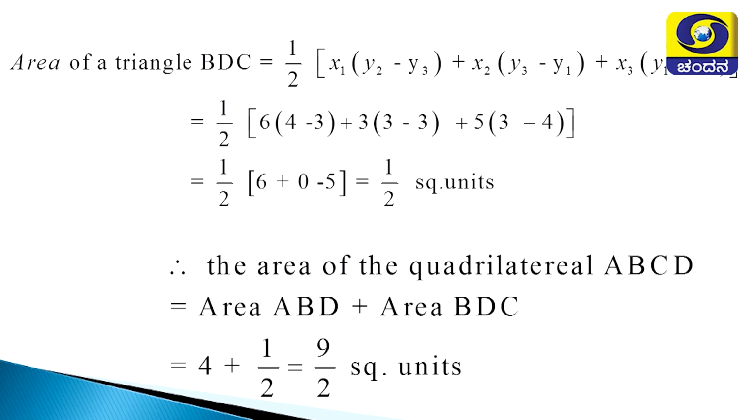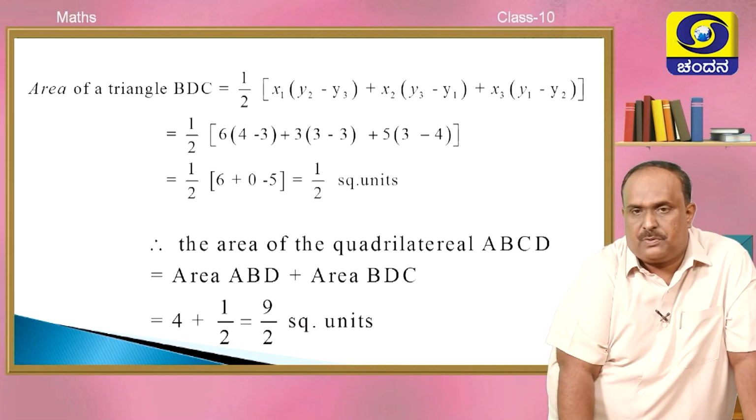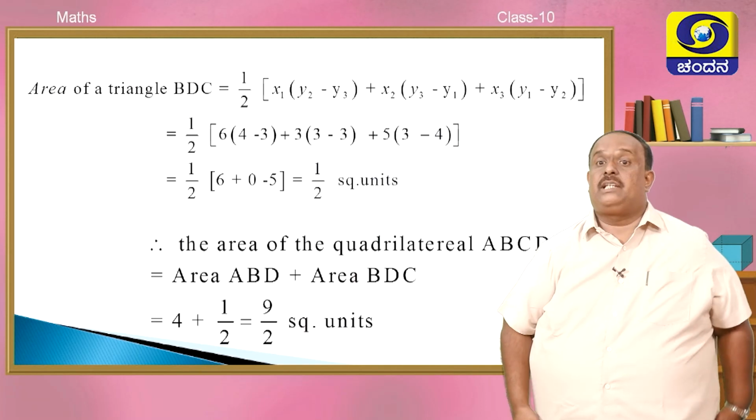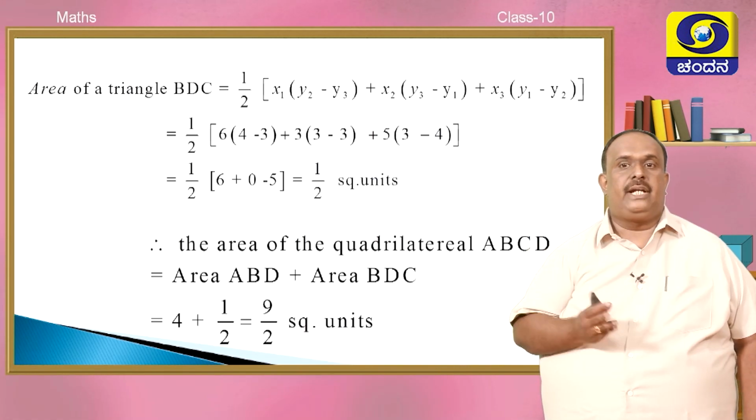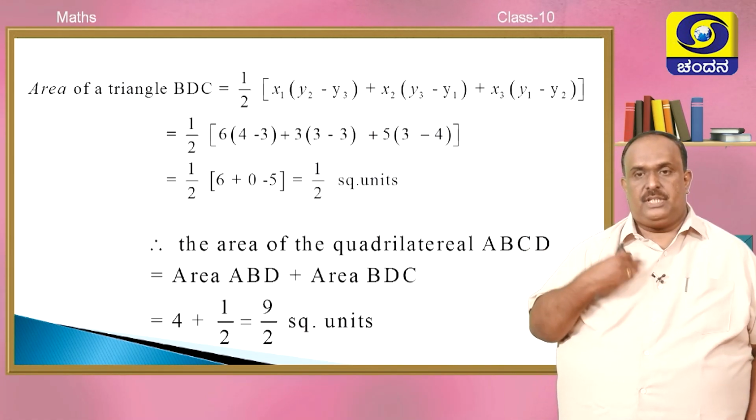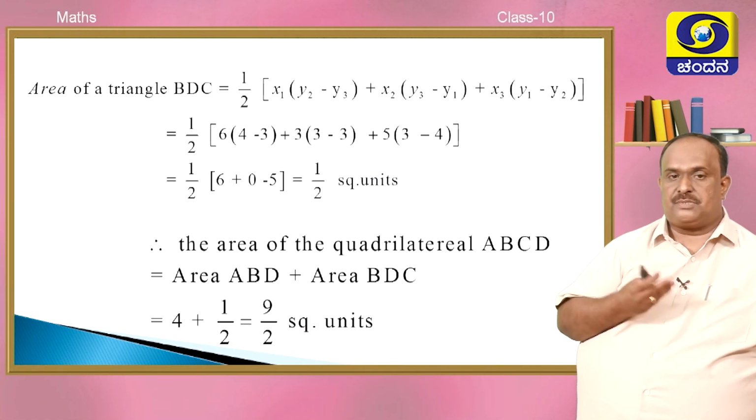Now, area of the quadrilateral ABCD is equal to area ABD plus area BDC, that is 4 plus 1 by 2. One is a number and the other is a fraction. Most people write it as 5 by 2. Please don't do that. Take the LCM. 4 plus half, common sense, 4 and half. 9 by 2 is 4 and half. Correct? See, take the LCM and add. Whenever you want to add a number and a fraction, you need the help of LCM. I have seen as a teacher, most of the students write this as 5 by 2.